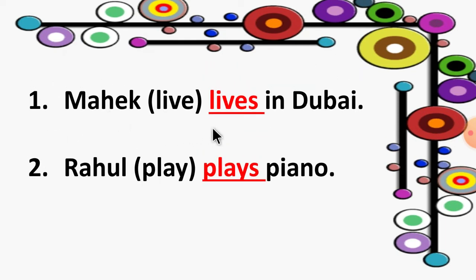See, Mahek lives in Dubai. Number 2, Rahul plays piano. So, I am giving you a few seconds to write these two FBs in your rough book. Afterwards, we will go to the next FB.